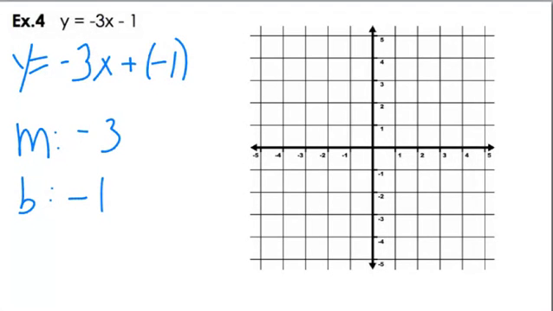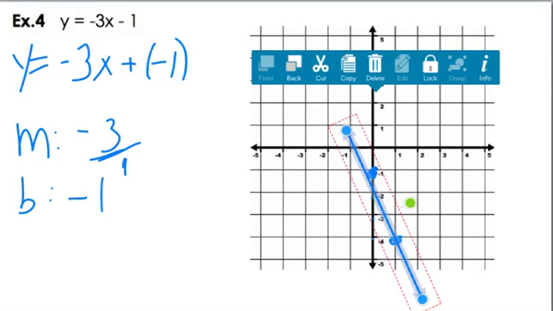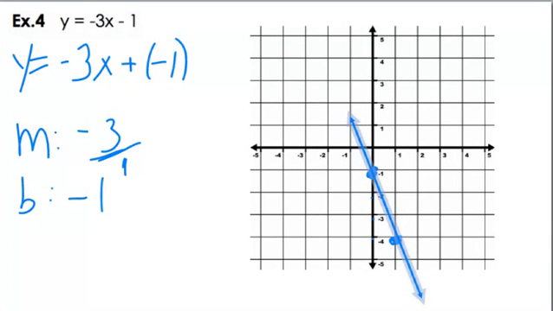So again, our y-intercept is where we start. It's our beginning. And if I need to, I'm going to put my -3/1 just so that I can see my rise and my run. So I'm going to rise -3, so I'll be going down 3, 1, 2, 3. My run is +1. And I connect my points to make my line.